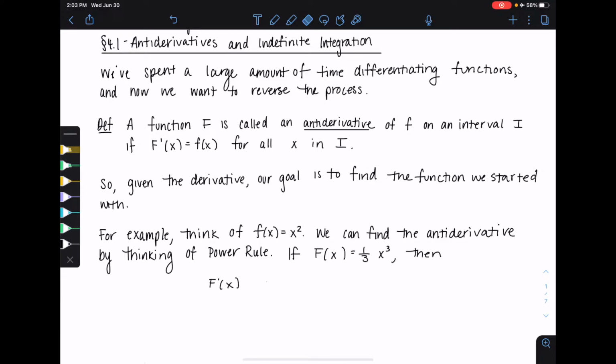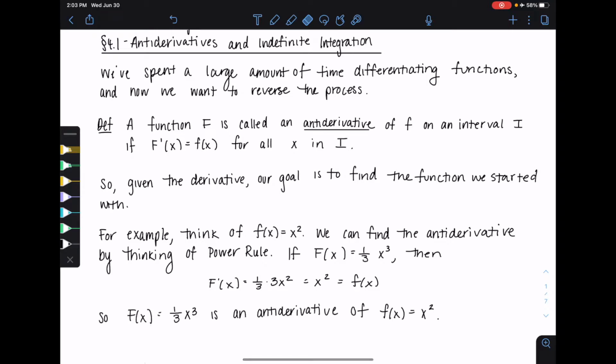Because if I take the derivative of capital F, it would be 1/3, the 3 gets brought down, and it's decreased to x squared. 3 times 1/3 would cancel out, and I land back with x squared, which is exactly the function I started with. So what we can say is capital F being 1/3 x cubed is an antiderivative of x squared.